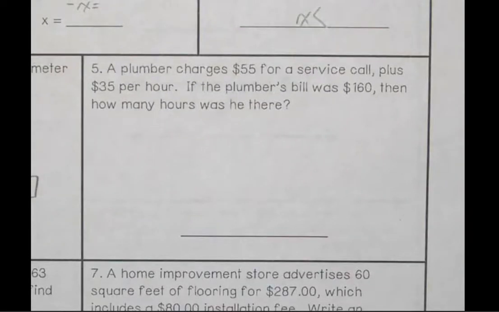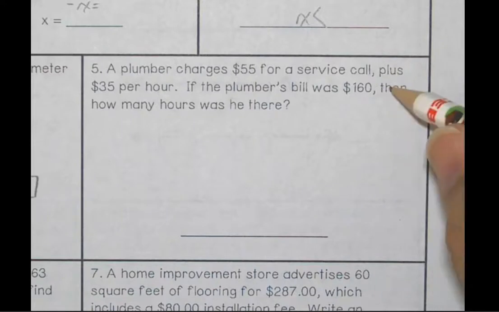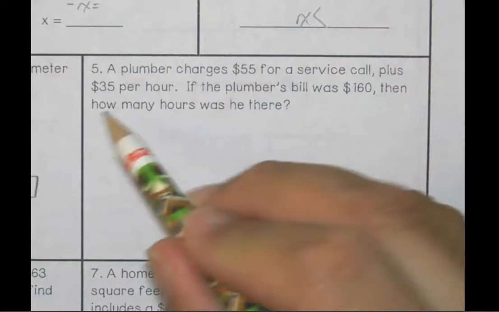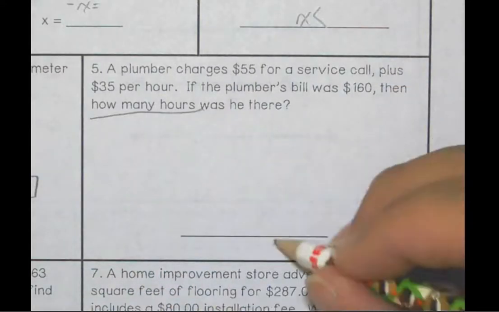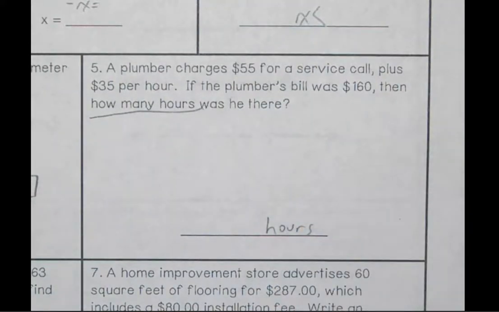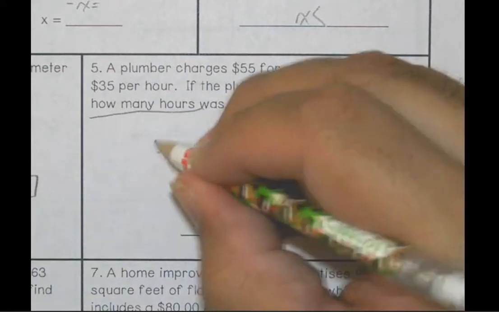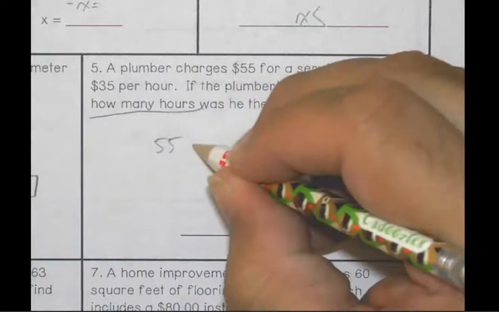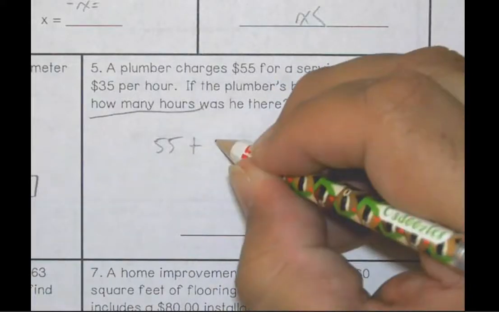Number 5, a plumber charges $55 for a service call plus $35 an hour. The plumber's bill was $160. How many hours was he there? So I know my answer is going to be something hours. And so we know that he charges $55 for the service call plus $35 per hour.